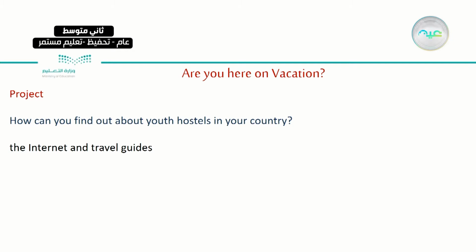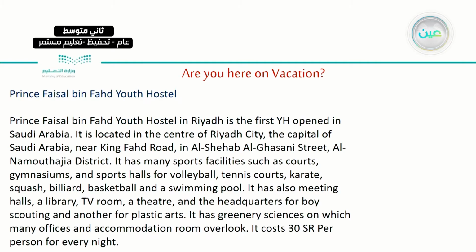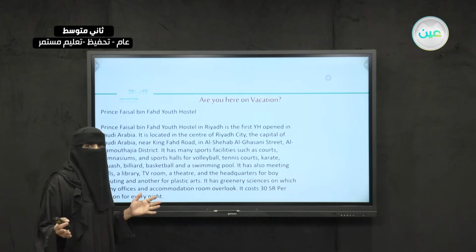Okay, how did you find the information about your country? You can use the internet, or as we said before, you can use a travel guide. I'm sure you did all of that. This is a sample I showed you in our previous lesson. I wrote about Prince Faisal bin Fahad youth hostel. Okay, you can write about any hostel.